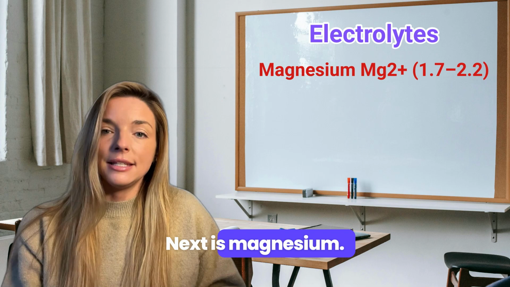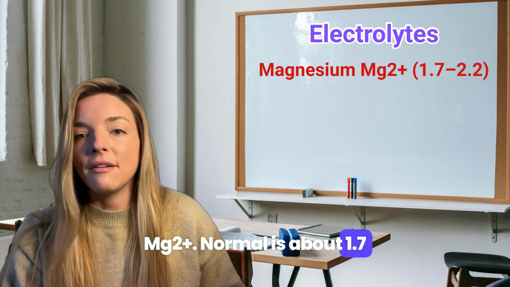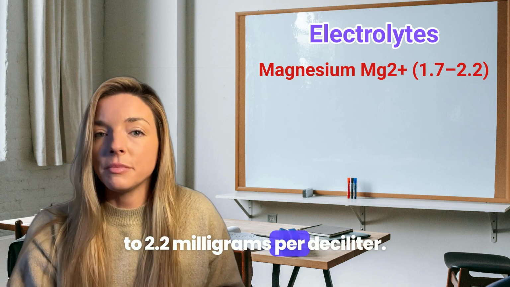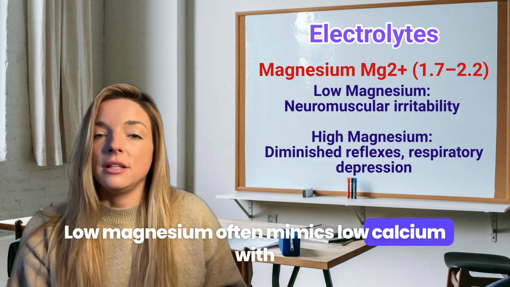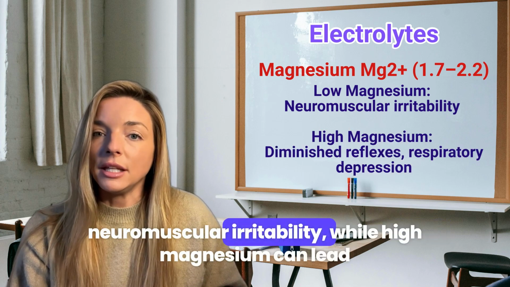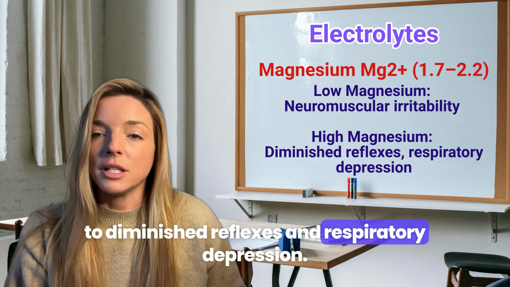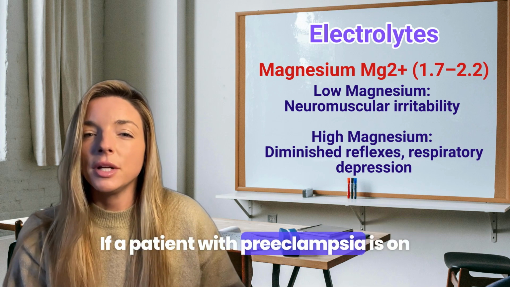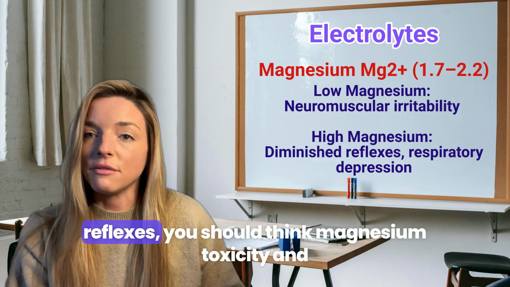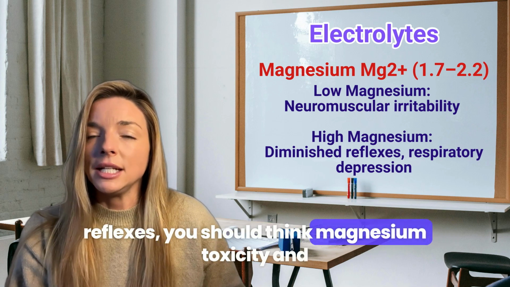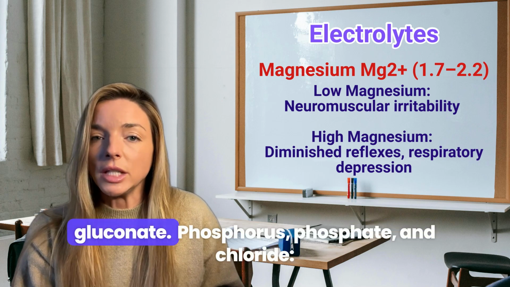Next is magnesium, Mg2+. Normal is about 1.7 to 2.2 milligrams per deciliter. Low magnesium often mimics low calcium with neuromuscular irritability, while high magnesium can lead to diminished reflexes and respiratory depression. If a patient with preeclampsia is on magnesium sulfate and becomes lethargic with low reflexes, you should think magnesium toxicity and consider stopping the infusion or giving calcium gluconate.